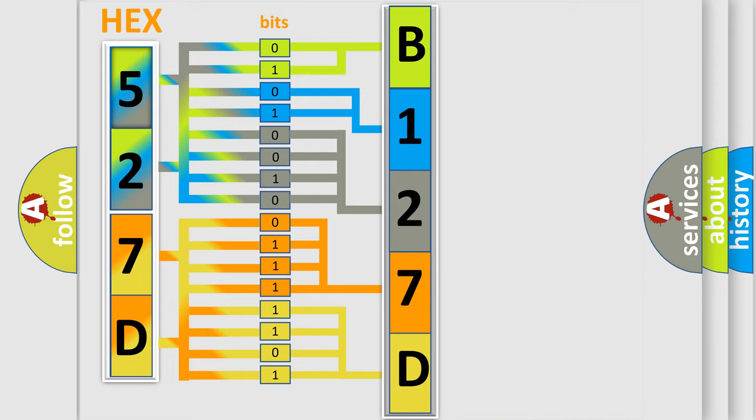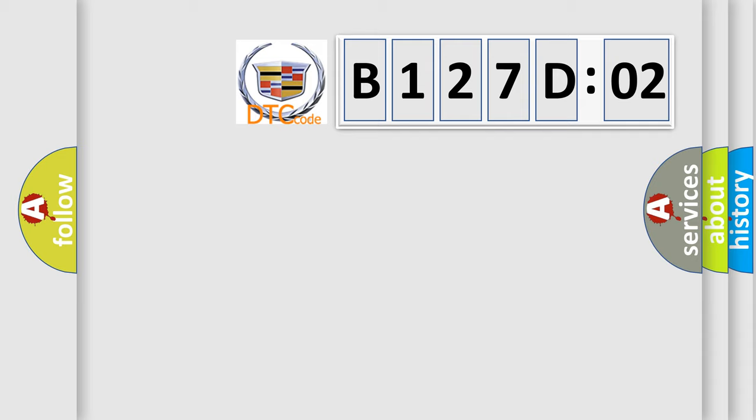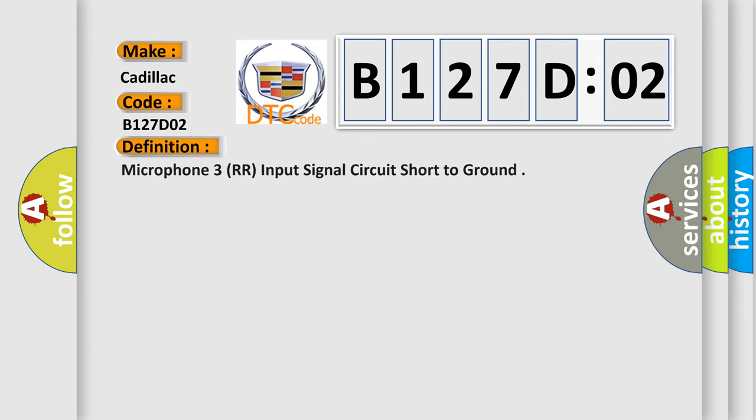We now know in what way the diagnostic tool translates the received information into a more comprehensible format. The number itself does not make sense to us if we cannot assign information about what it actually expresses. So, what does the diagnostic trouble code B127D-02 interpret specifically for Cadillac car manufacturers? The basic definition is Microphone 3 RR input signal circuit short to ground.